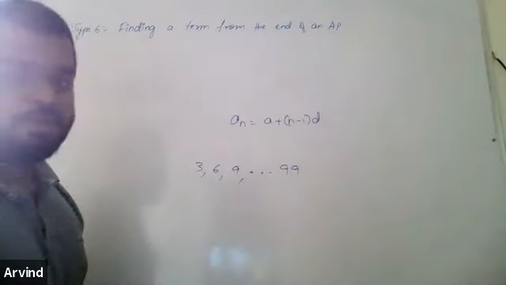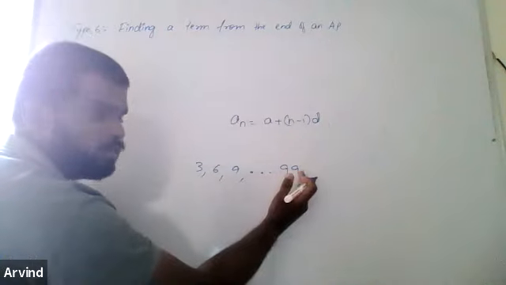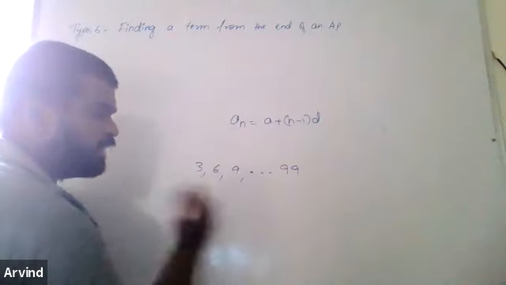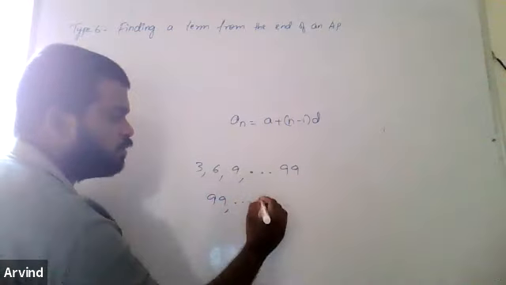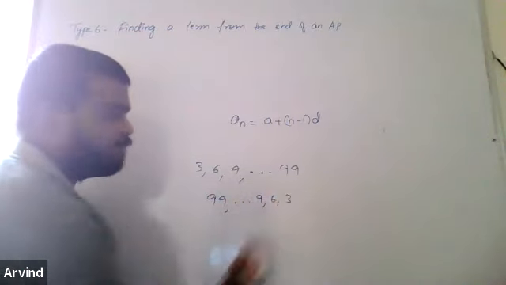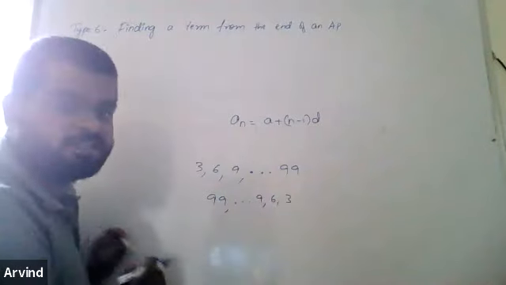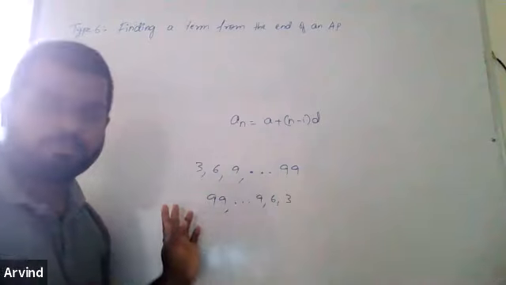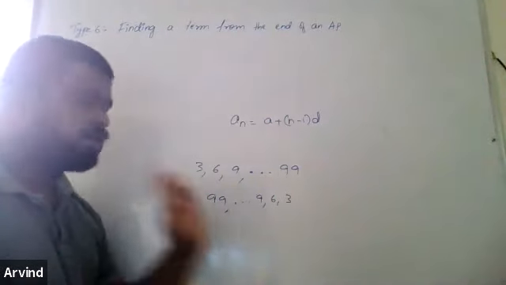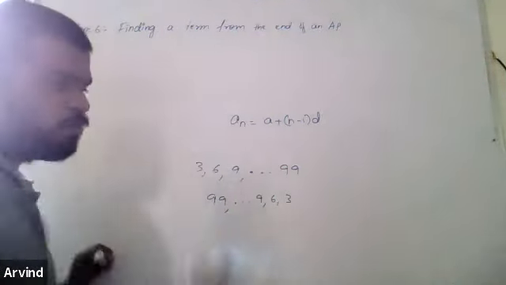So what can we do? Since I am asking you to find from the last, reverse the AP itself: 99, and so on up to 9, 6 and 3. Since I reversed it, now it is like finding the term from the beginning. Is it correct? So you can directly do it using this formula, or let's derive the formula.